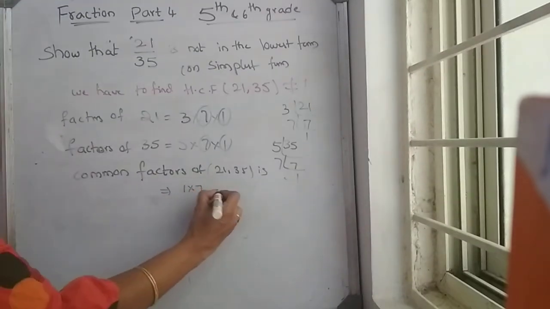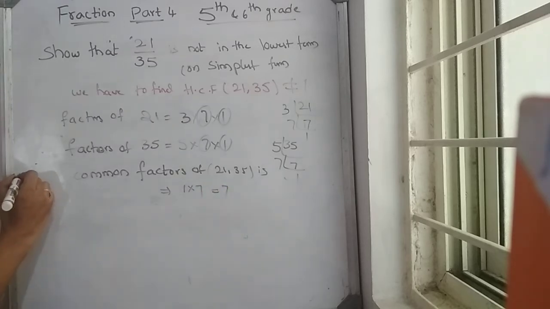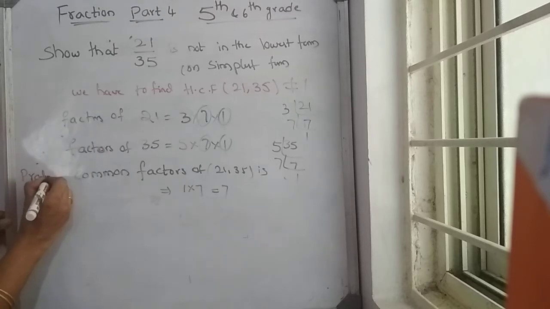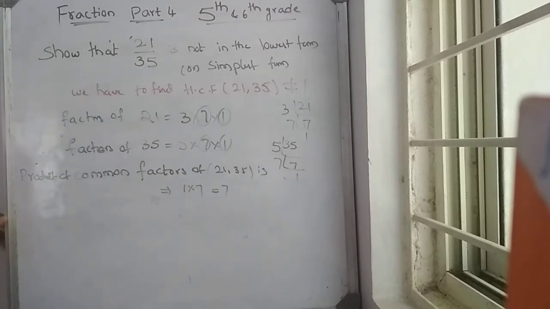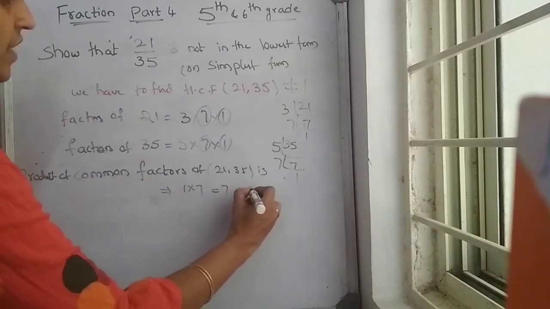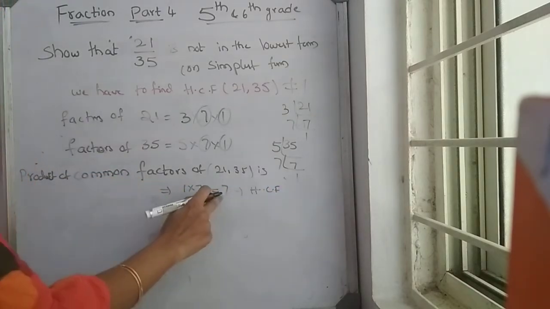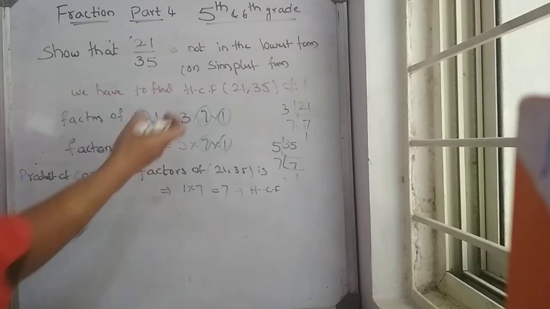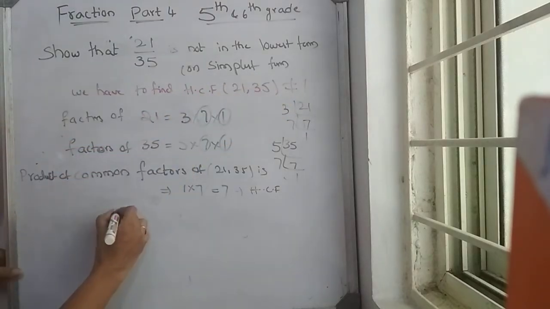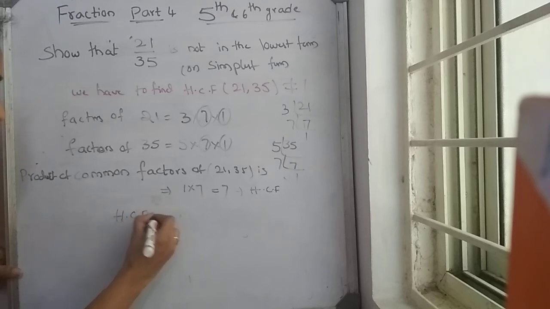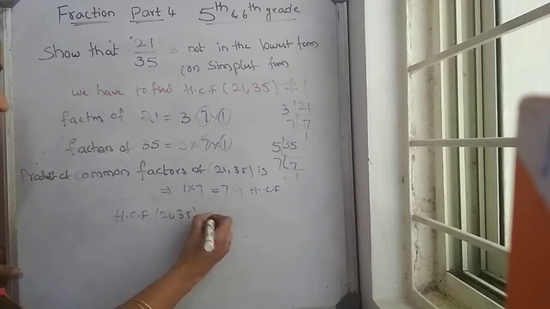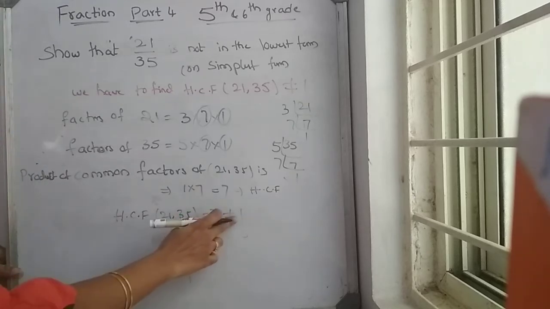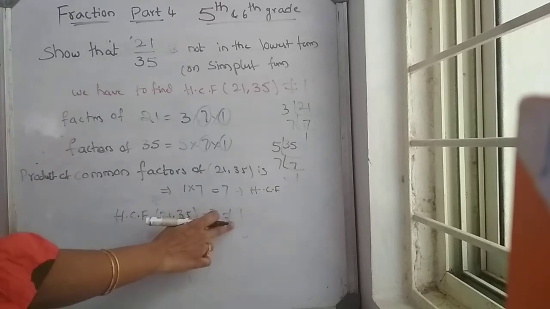The product of common factors of 21, 35 is 1 into 7, so 7. See, observe. So 7 is the HCF, the highest common factor. So clearly HCF of 21, 35 is 7, not equal to 1. 7 is the highest common factor, so it is not equal to 1.